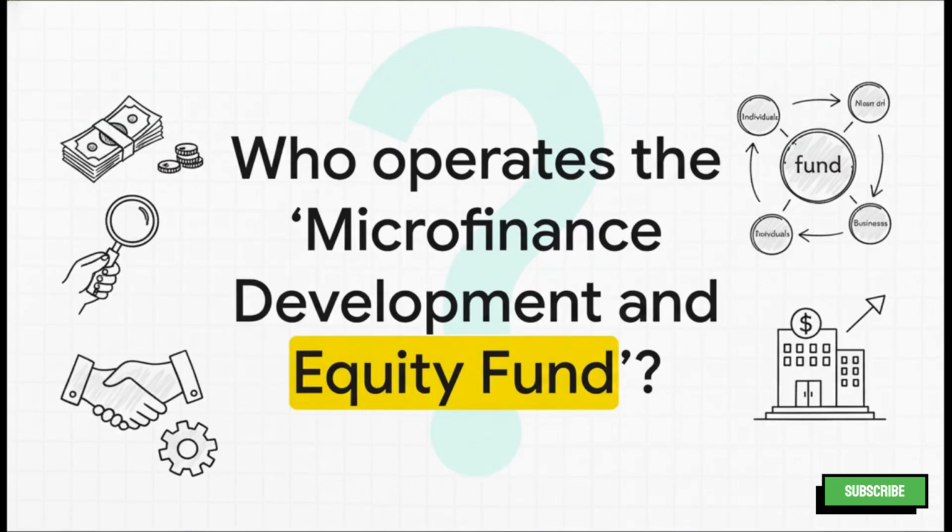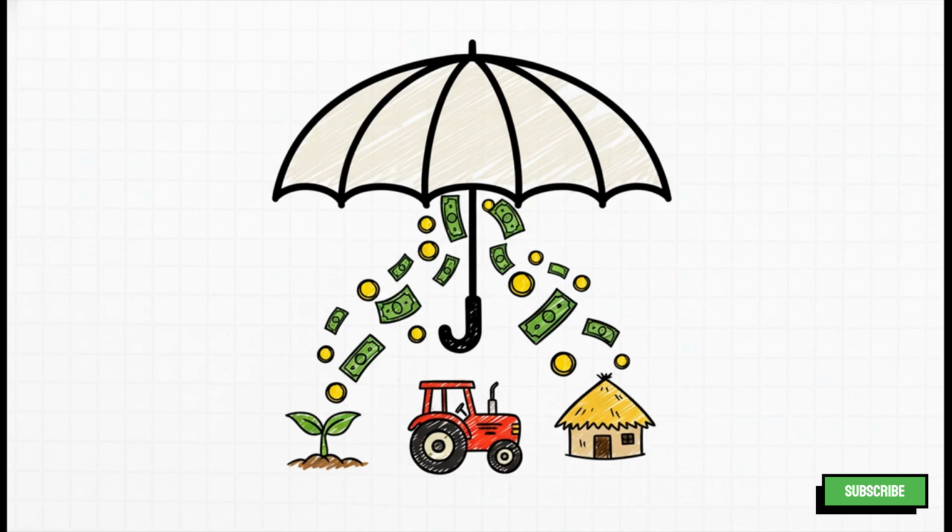And for the last question in today's explainer, it's about a microfinance fund. Who operates the Microfinance Development and Equity Fund? The correct answer here is A, NABARD. This fund is operated by the National Bank for Agriculture and Rural Development, which, as you probably know, is the apex institution for all rural and agricultural finance in India.